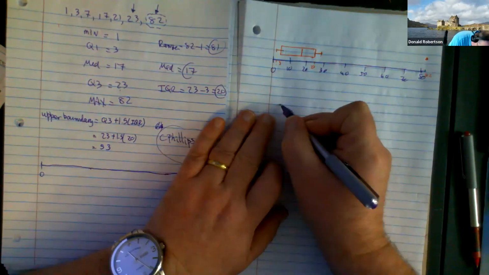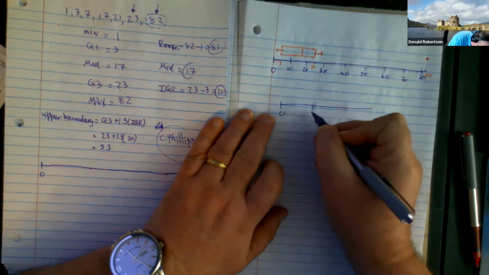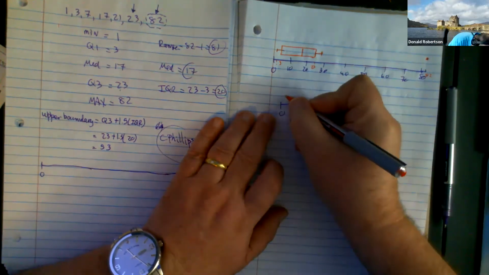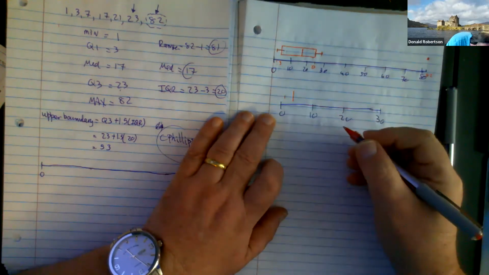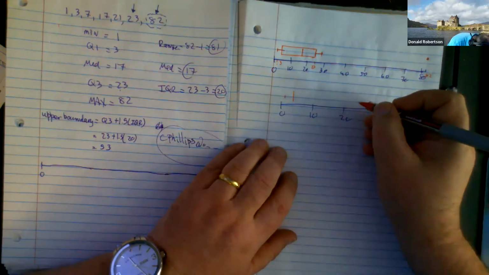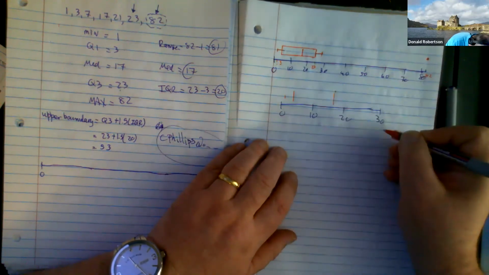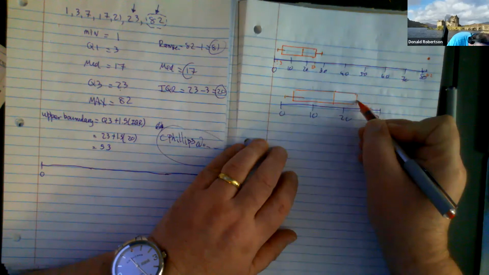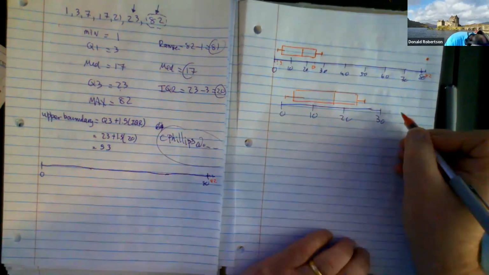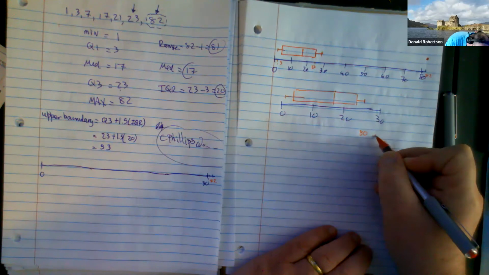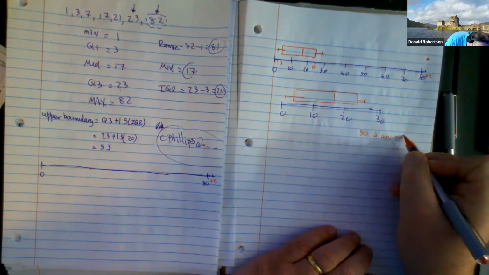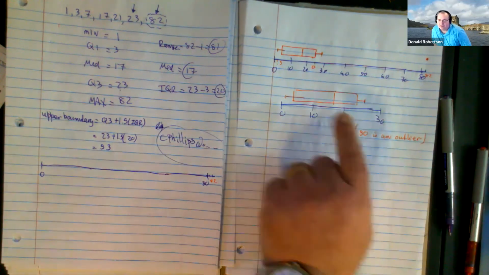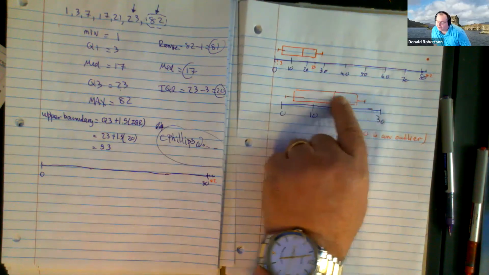The other way to do this is to go 0, 10, 20, and 30. And put in the 1 and the 3, and what was the other numbers? The 17 and the 23. And can we pretend there was another little guy there? And then just put a little note. 80 is an outlier. And do you notice that 80 doesn't make an appearance on this one?